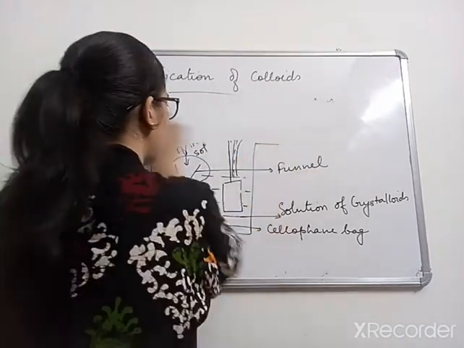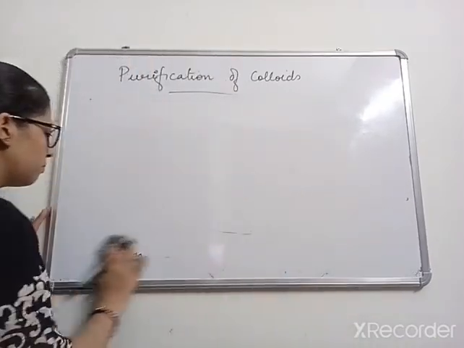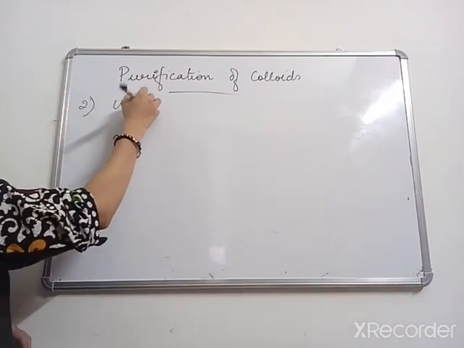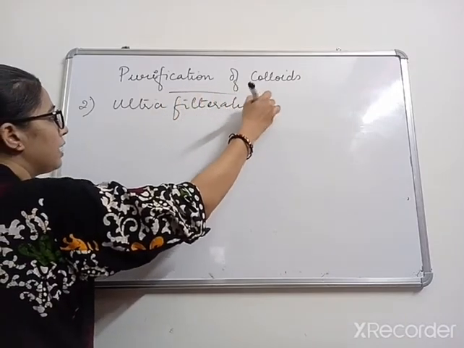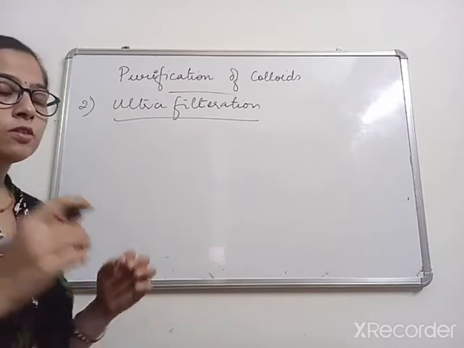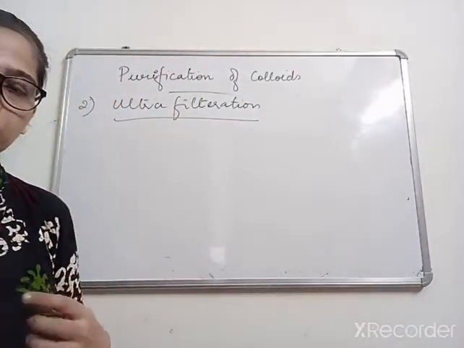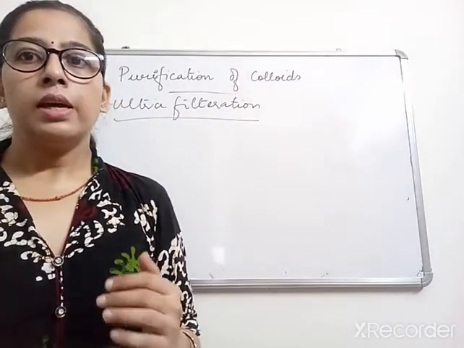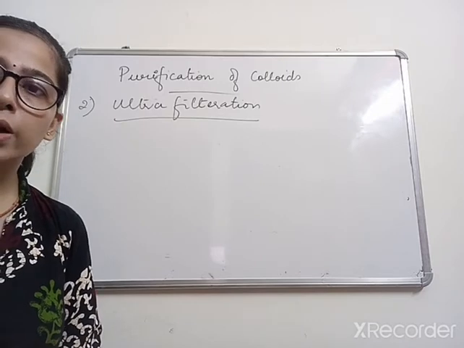The second method by which we can separate or do the purification of colloid is by ultrafiltration. Ultrafiltration means you are going to use a filter paper which is highly specifically made, which is having very small pores. It's highly specific. It's particularly designed to purify the colloidal solution. Now in this we take normally a cellulose acetate which is coated with a colloidal sol.